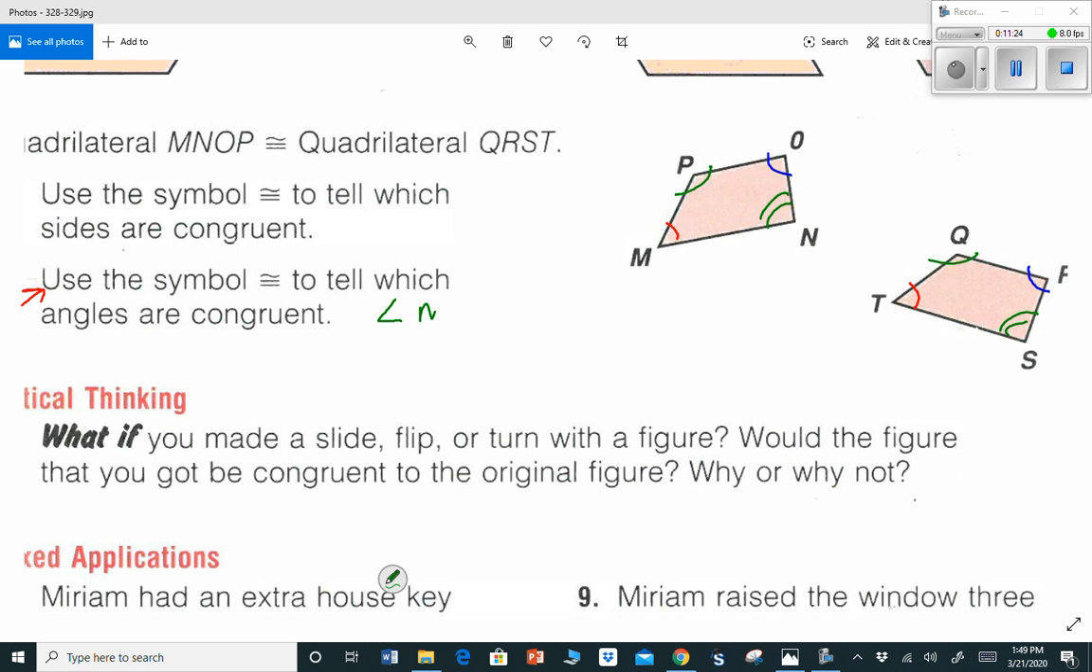Angle M is congruent to angle T. Angle P is congruent to angle Q. Angle O is congruent to angle R. And angle N is congruent to angle S. Okay, so since there are four angles, you have four statements there.